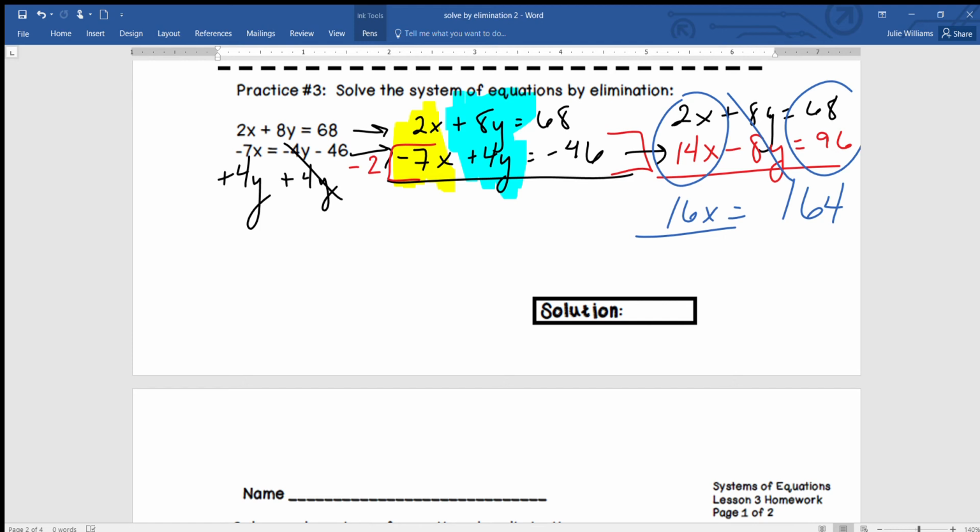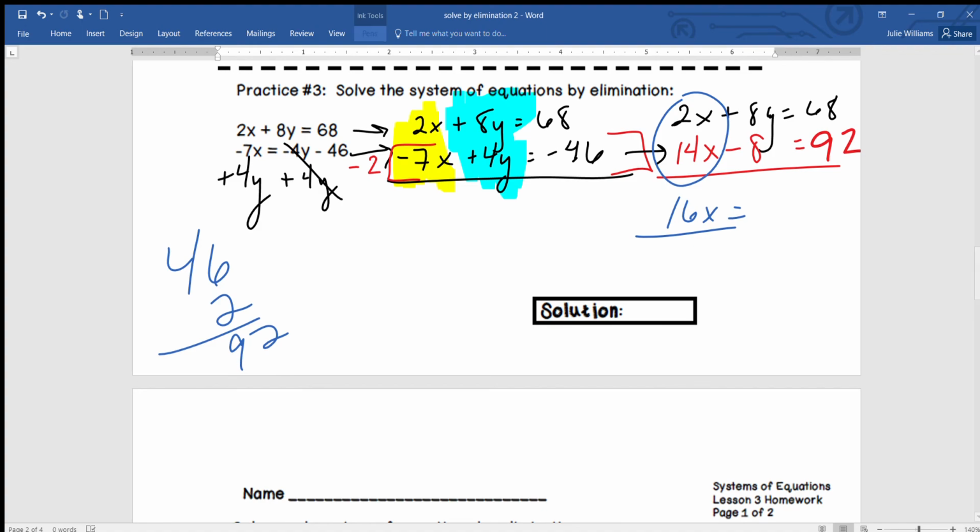It is 46. 46 times 2 is 96. No, it's not. You guys caught that before me, didn't you? All right, well, good. All right, so this is, let me get my red pen, 92. So that makes me much happier.